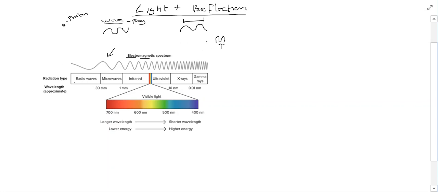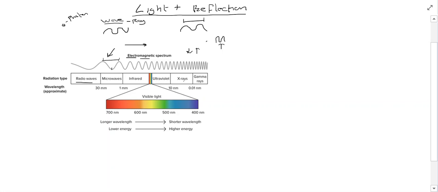So if we have a look here, there are all different types of electromagnetic radiation. Let's say at one end you have radio waves. You can see that the wavelength of radio waves is fairly spread out, and the frequency isn't as high. There's not going to be as many of these radio waves passing this point every second. Now as you move this way, you can see that the wavelength decreases and the frequency increases.